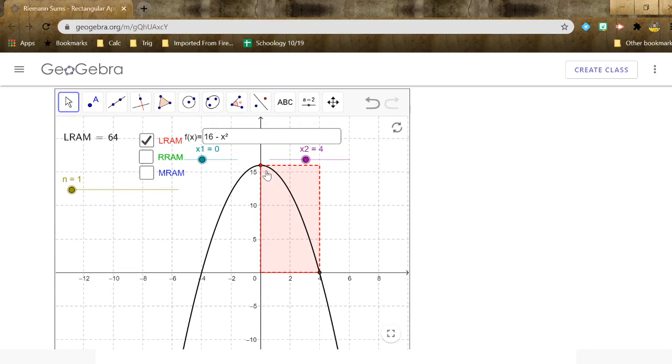I can compare this LRAM to an RRAM. Now, keep in mind, LRAM has the left endpoint determining the height of a rectangle. The RRAM is going to be the right endpoint. Now look at the right endpoint of this interval. Again, we're going from 0 to 4. The right endpoint is a height of nothing. So you can actually see the RRAM would yield a value of 0.